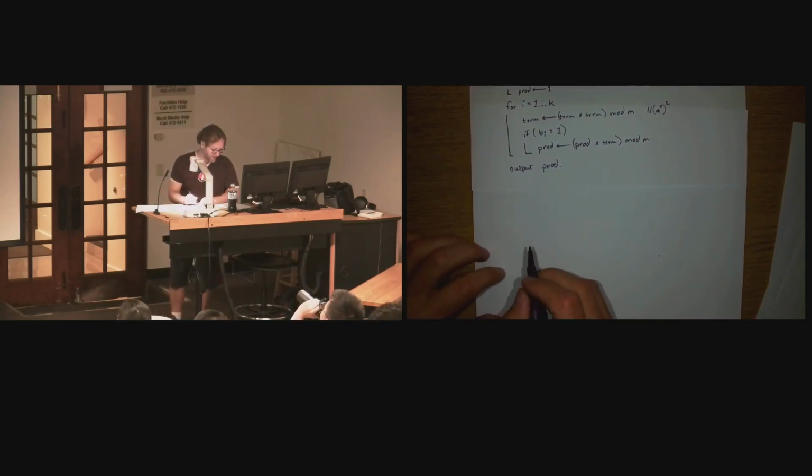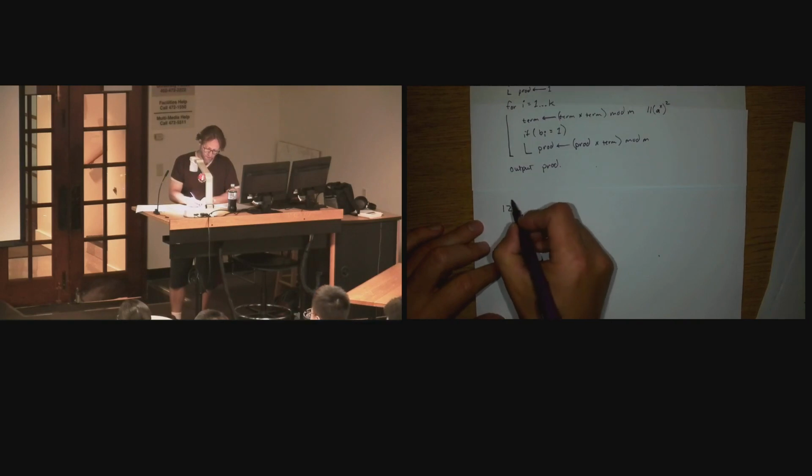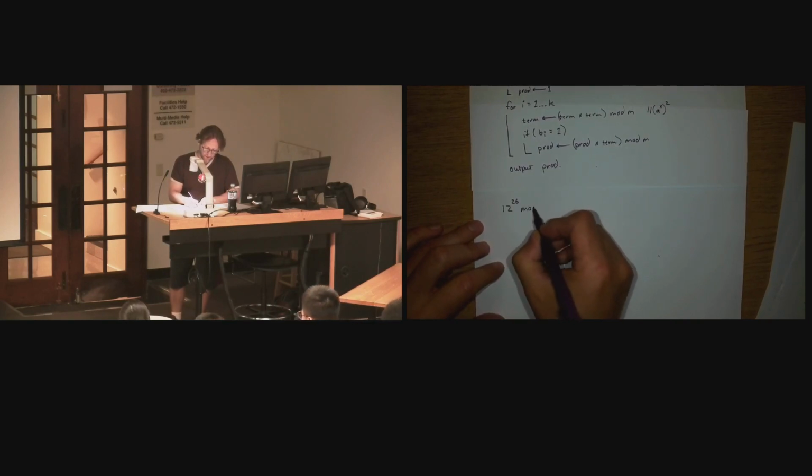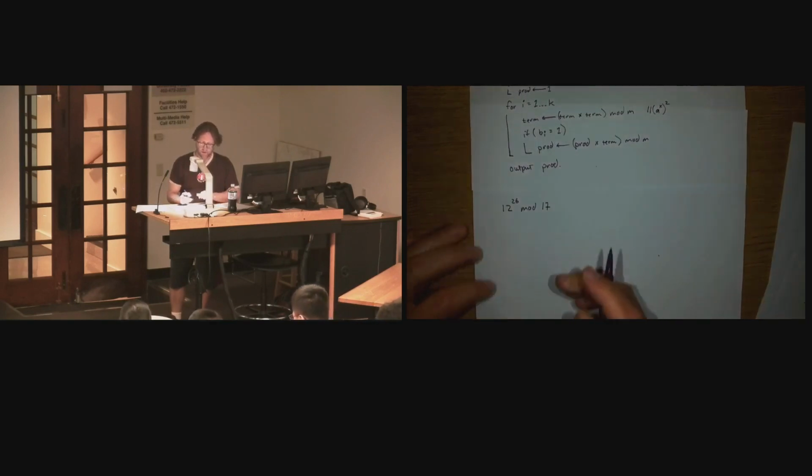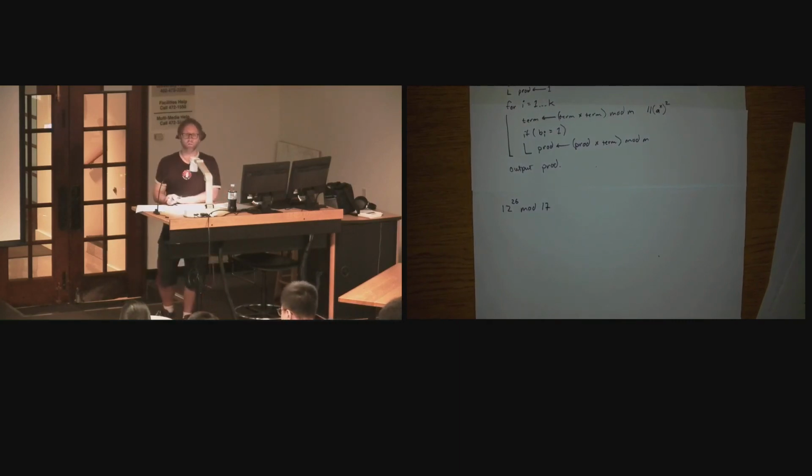Let me go ahead and compute 12 to the 26 mod 17. Now, I'm fairly certain that Wolfram Alpha would do this, but does your typical handheld calculator do something like this? Does anybody have their TI-82 on their desk and want to try it? Let me know if it does that.